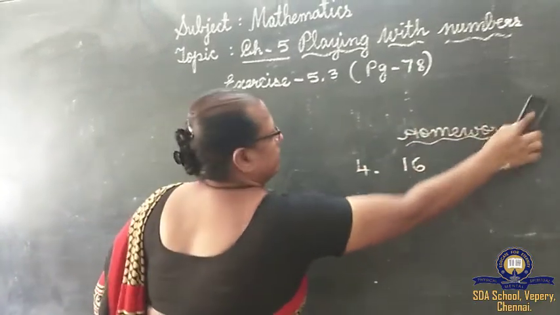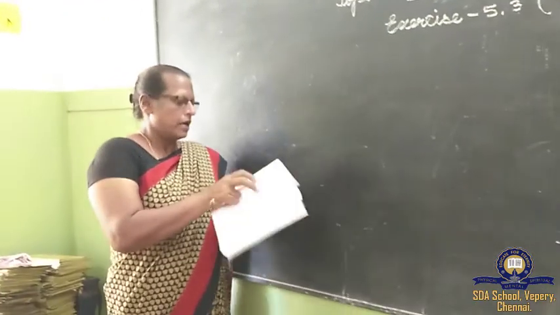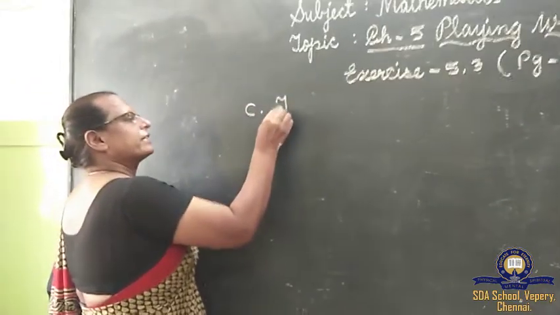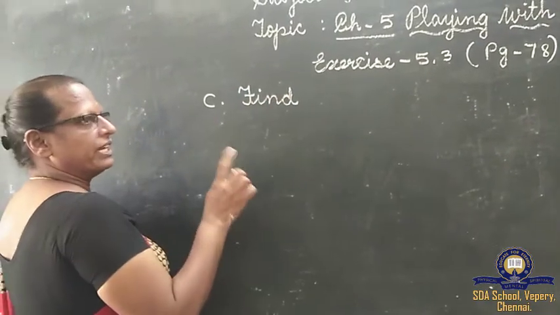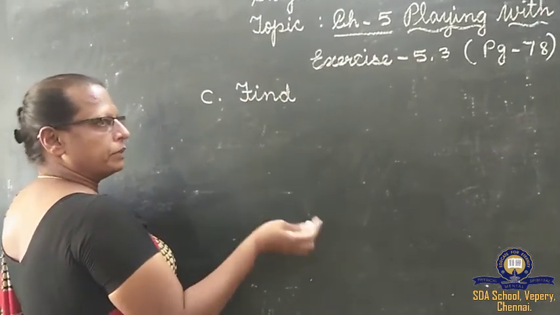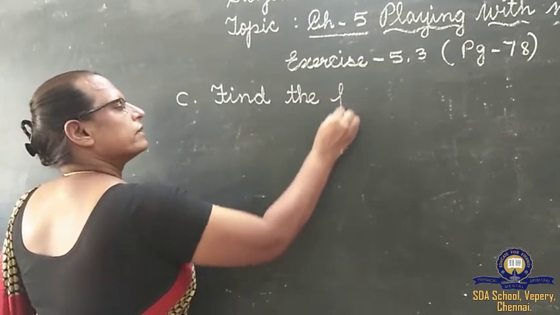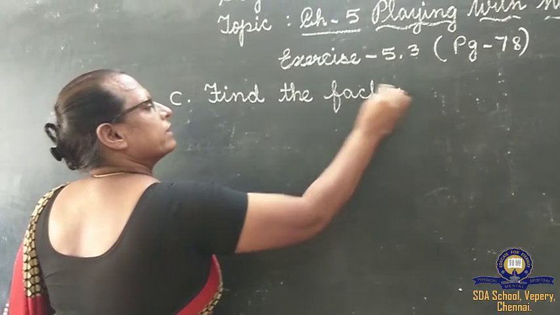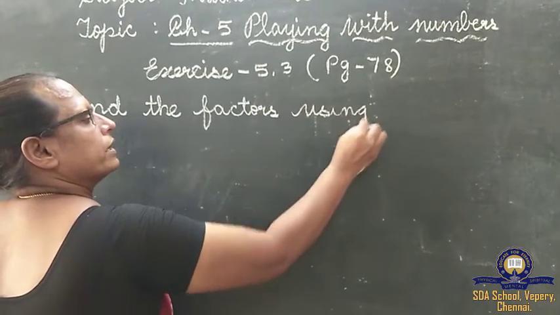See the C heading. What does the heading say? See now what you have to find out. Find the factors using division. First we learned to find the factors using multiplication. Now you have to find the factors using division. Children, it's a little hard, but there is no other way.